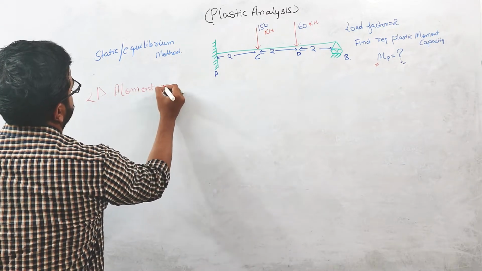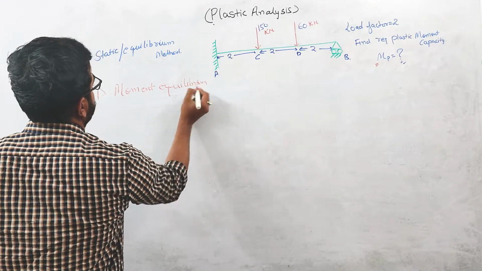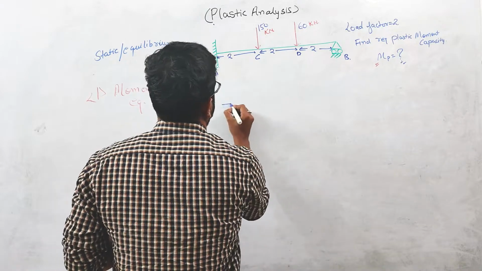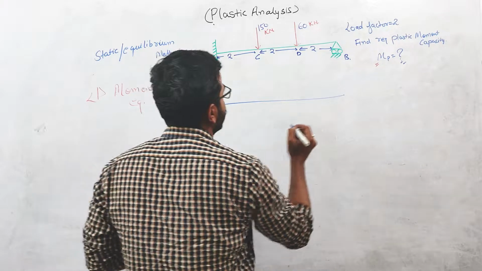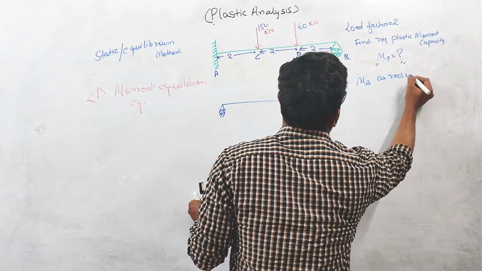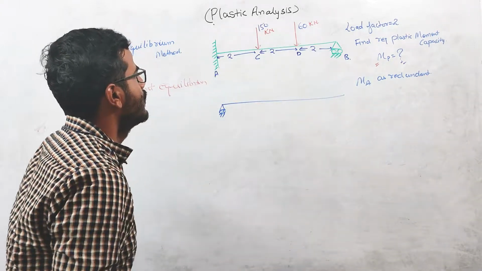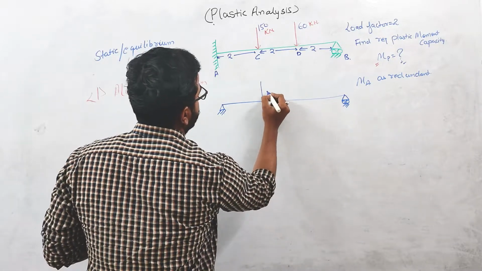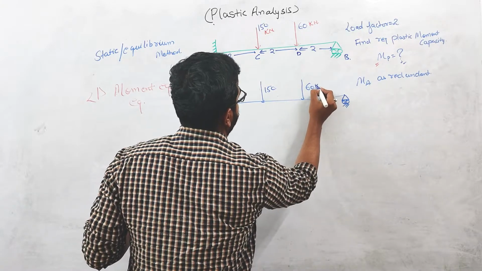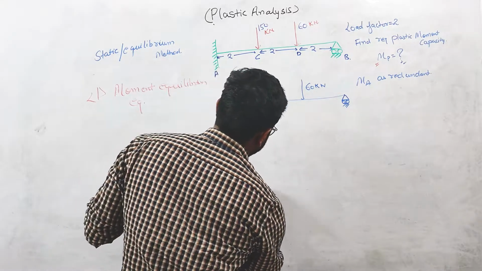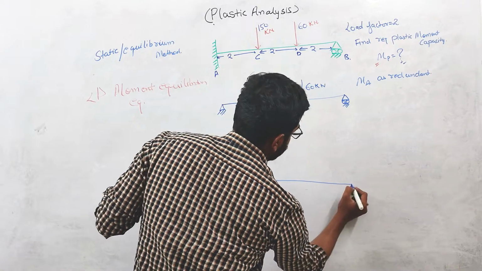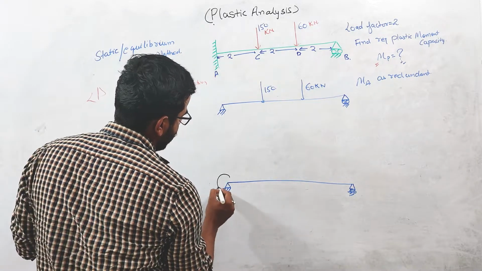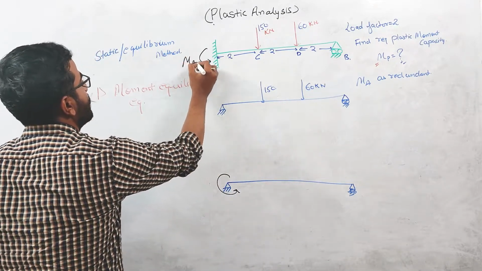Moment equilibrium equations. As you can see, I can divide this beam into two parts. One part will be simply supported, where I am considering MA as redundant. Here this 150 kilonewton load is acting, and here 60 kilonewton load is acting. One more system will look like this, where our beam is simply supported and the redundant force will act on this beam. I'm assuming the direction is acting like this. This is our MA.